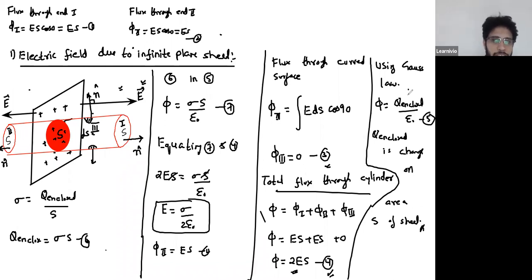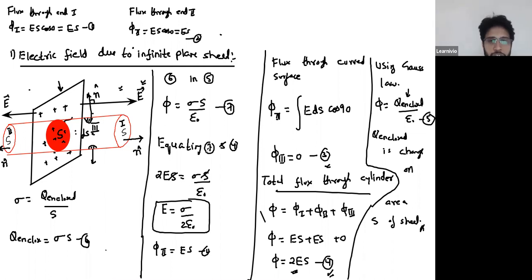The next task is to calculate this Q enclosed. See, the charge is distributed over the sheet. So the Q enclosed is the charge of the sheet which is enclosed by the cylinder. This cylinder has enclosed area S of the sheet. Since the cylinder is passing through the sheet, the cylinder cuts an area of the sheet which is equal to the area of the ends of the cylinder. So this cylinder cuts an area S.